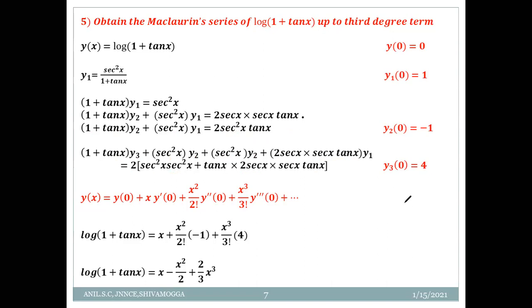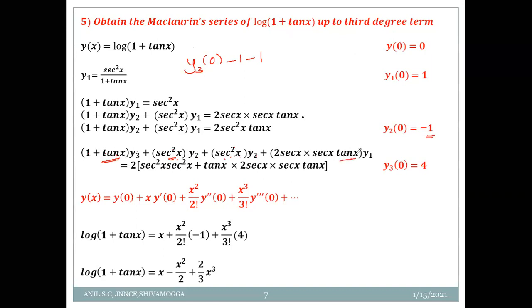Now put x is equal to 0. When x is equal to 0, this will be tan 0. Tan 0 is 0. 0 plus 1 is 1. 1 into y3 is y3. y3 means y3 of 0. Secant 0 is 1. 1 squared is 1 into y2, and y2 is minus 1. 1 into minus 1 is minus 1. For the same reason, this is also minus 1. Secant 0 is 1. 1 squared is 1 into y2 is minus 1. 1 into minus 1 is minus 1.